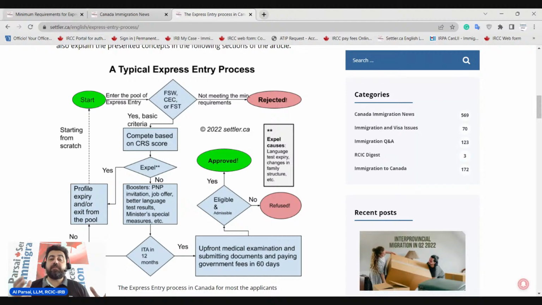If within 12 months of being in the pool of Express Entry, they don't invite you, they will expel you from the pool of Express Entry and you need to start over again. You can enter the pool of Express Entry again and wait another 12 months. But if they invite you before the expiry of your profile, then you need to do upfront medical exams, submit documents, fill out forms, pay the processing fees. They look into your application. If they find you eligible and admissible, then they will allow you to become a permanent resident of Canada. If you are not eligible based on your documents, or if you are not admissible to Canada, they will refuse your application. So that's the whole process of a typical Express Entry application.